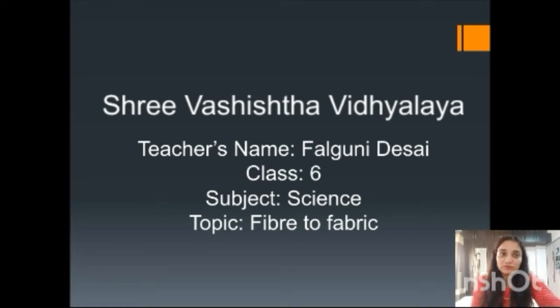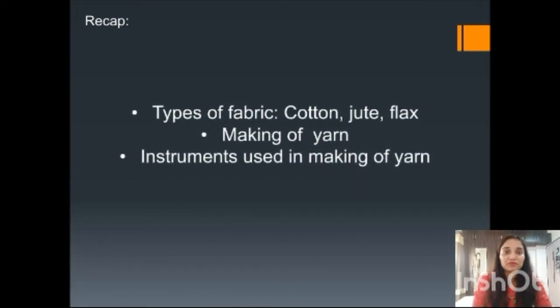But before that we will recap what we have seen in the previous video, that is types of fabric: cotton, jute, flax. Cotton, jute and flax are the natural fabric, and how we can get it from the cotton plant, jute plant and flax plant. Making of yarn, in the sense how we can make the yarn with the help of fiber. Instruments used in making of yarn, that is spindle, spinning charkha, that spinning wheel, that is also known as charkha, and hand spindle is also there. And with the help of these instruments we can convert fiber into yarns.